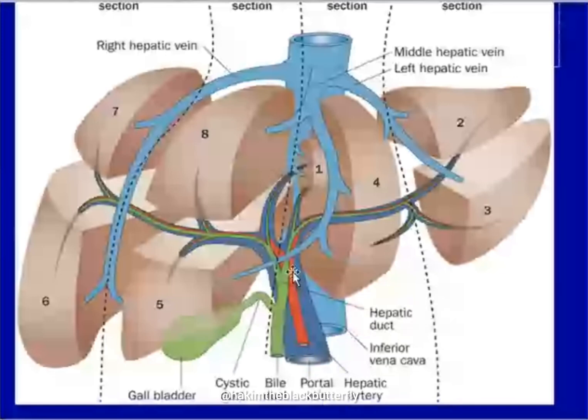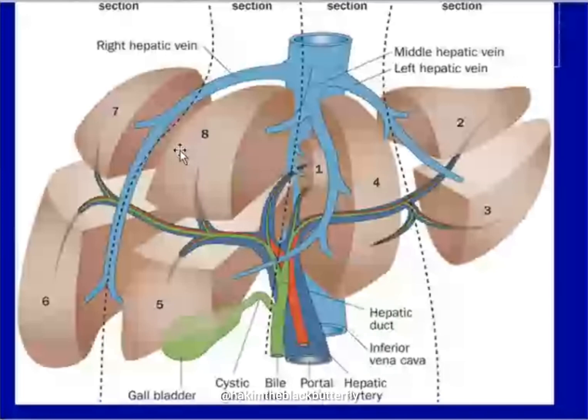The part of the liver which is supplied by blood in the left vessels is known as the left functional lobe. And the part of the liver which receives blood from the right branches is known as the right functional lobe. So the functional lobes are dependent on the blood supply. The part of the liver which receives blood from the right branches is the right functional lobe.